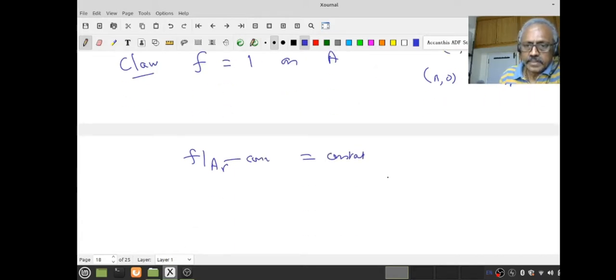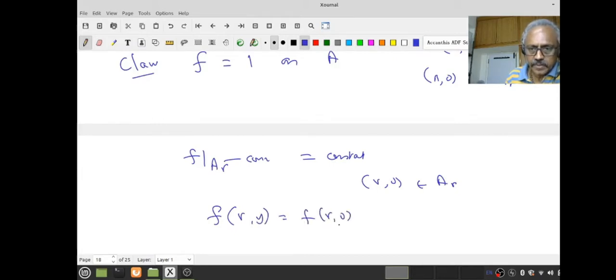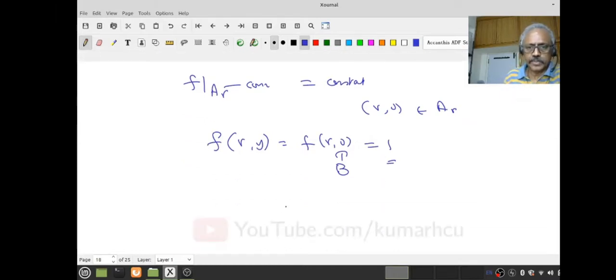Okay, but the point (r, 0) is in A_r, therefore f at any (r, y) should be f at (r, 0). But (r, 0) is a point in B, therefore it's 1. Therefore what do you think I have proved? f of (r, y) is 1. And for which r? For every r in Q. Right? Therefore I have shown f is a constant, namely 1, on all of A.